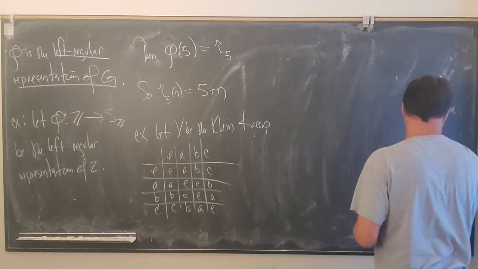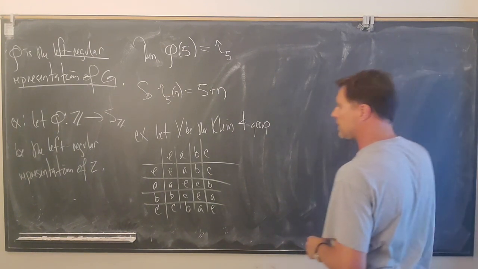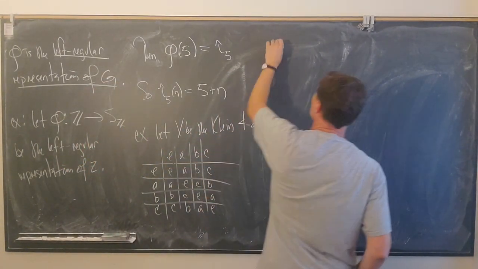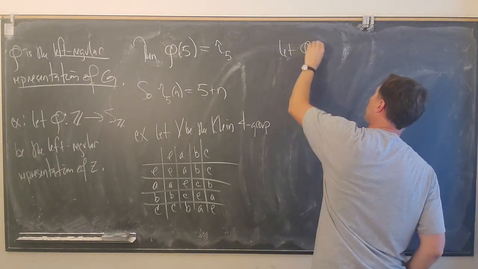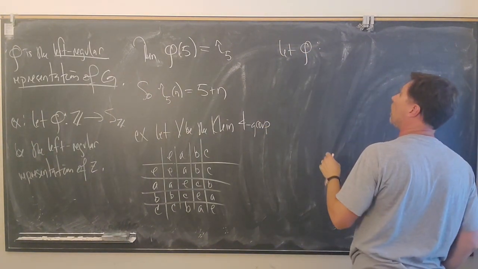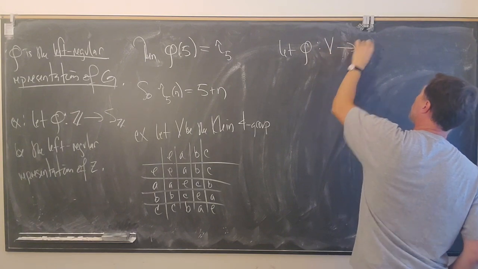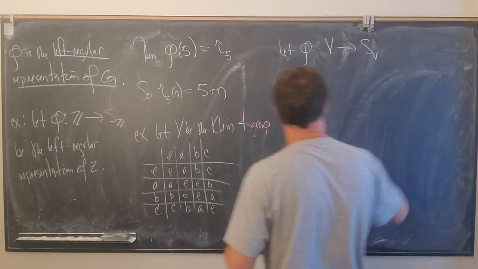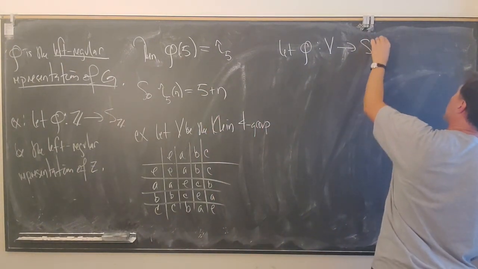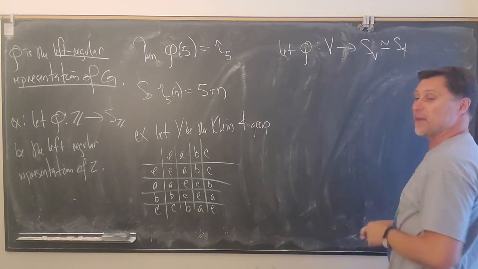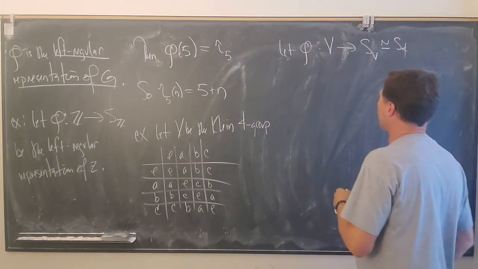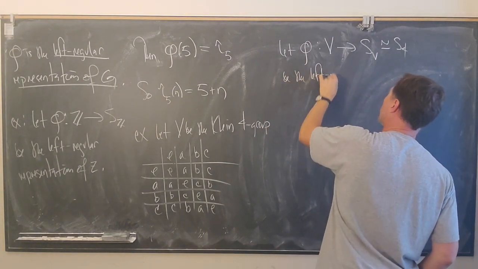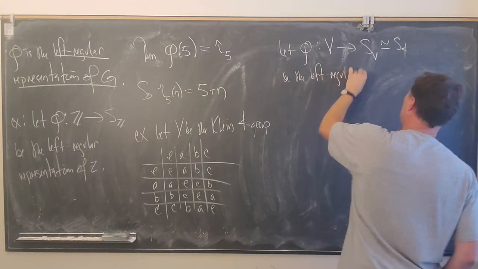And then I just want to play around a little bit with the left regular representation. So let phi from V to S sub V. And remember who S sub V is? V has 4 elements in it, so this is isomorphic to the symmetric group S sub 4. But that's sort of beside the point right here, so this is the left regular representation.